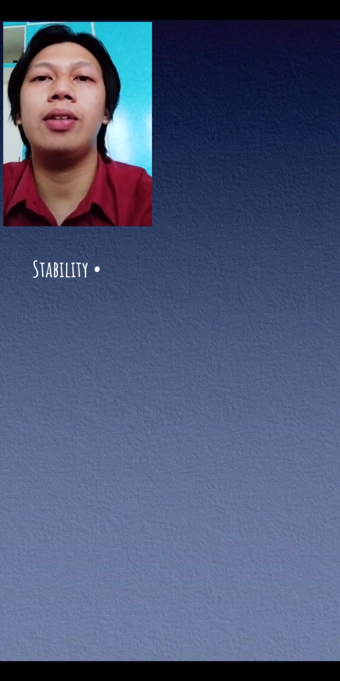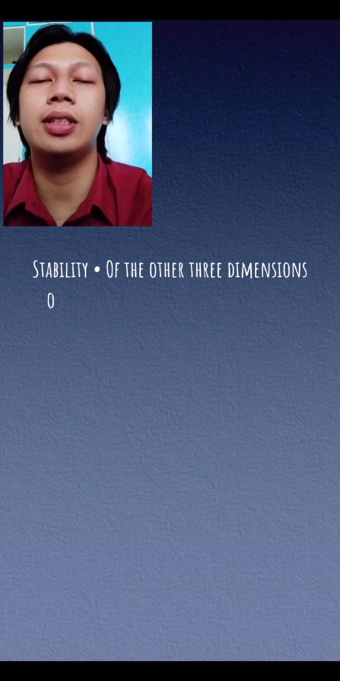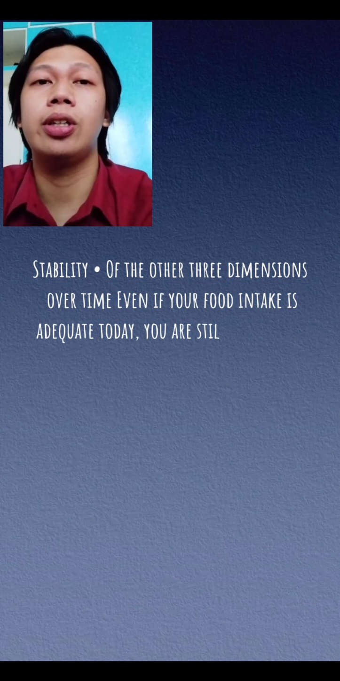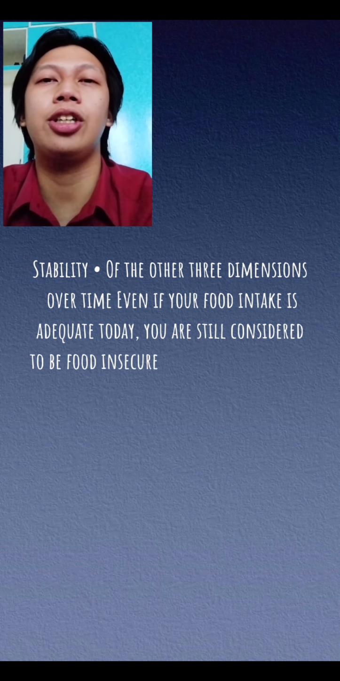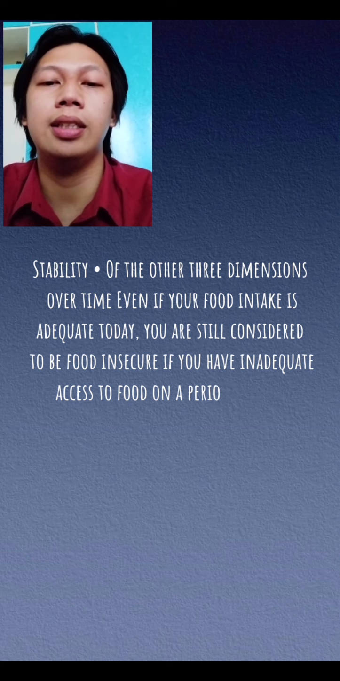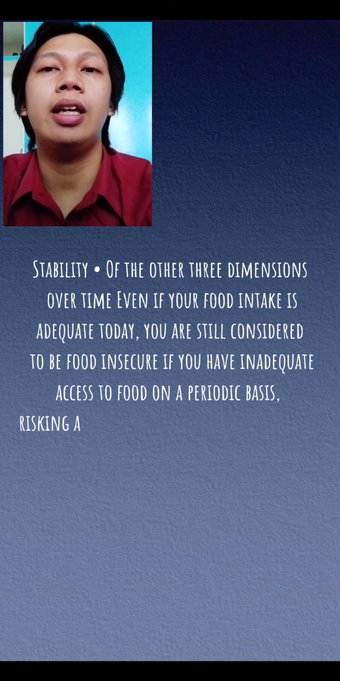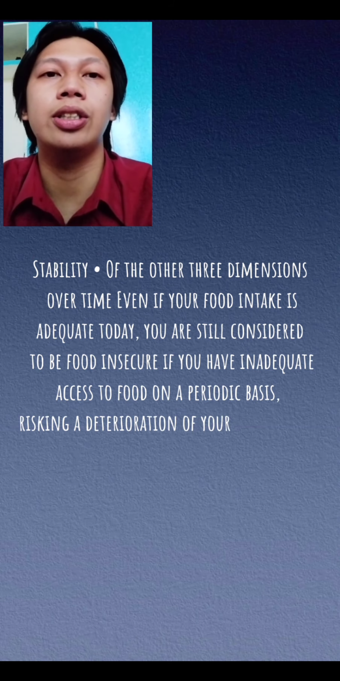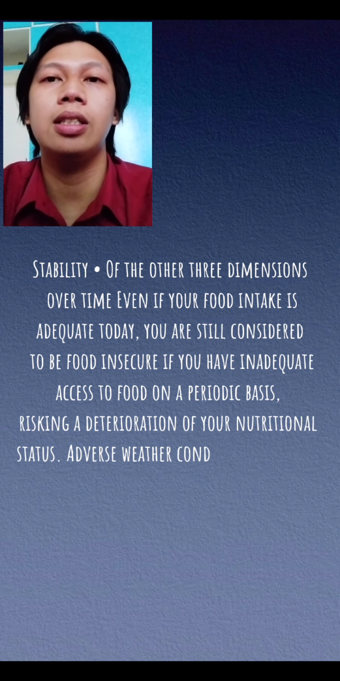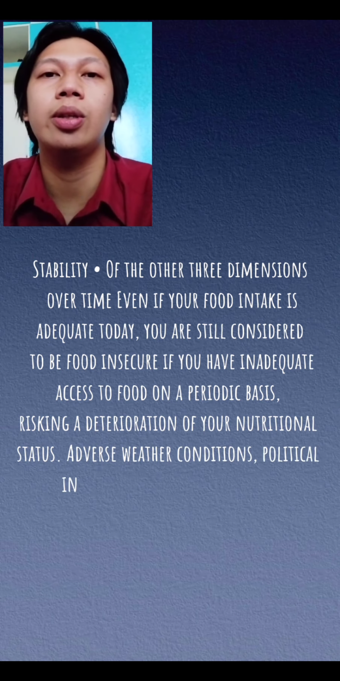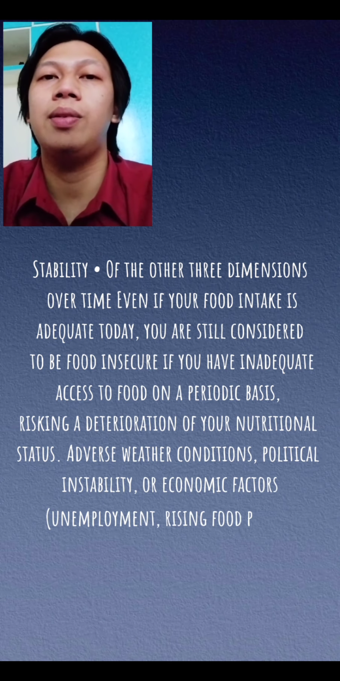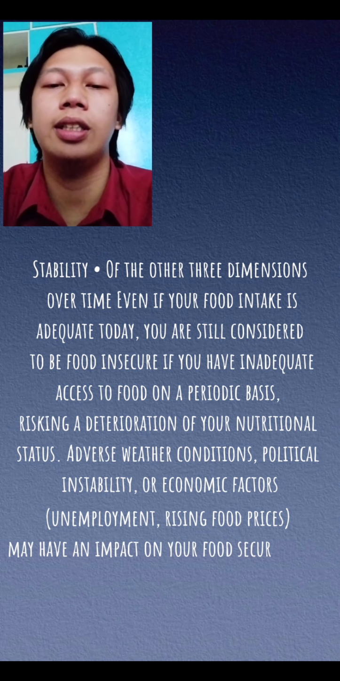Lastly, stability of the other 3 dimensions over time states that even if your food intake is presently enough, you're still considered to be food insecure if your access to food is insufficient on a periodic basis. This creates a risk of deterioration of your nutritional status. In addition, adverse weather conditions, political instability, or economic factors may affect your food security status.